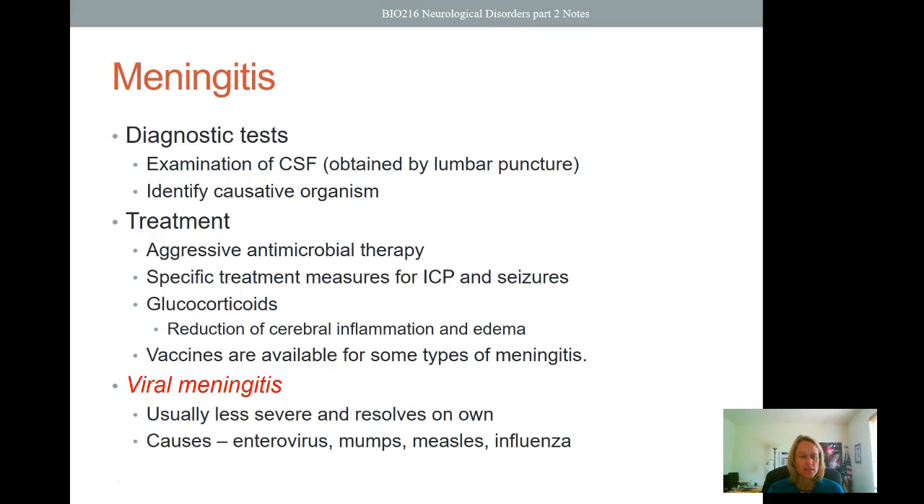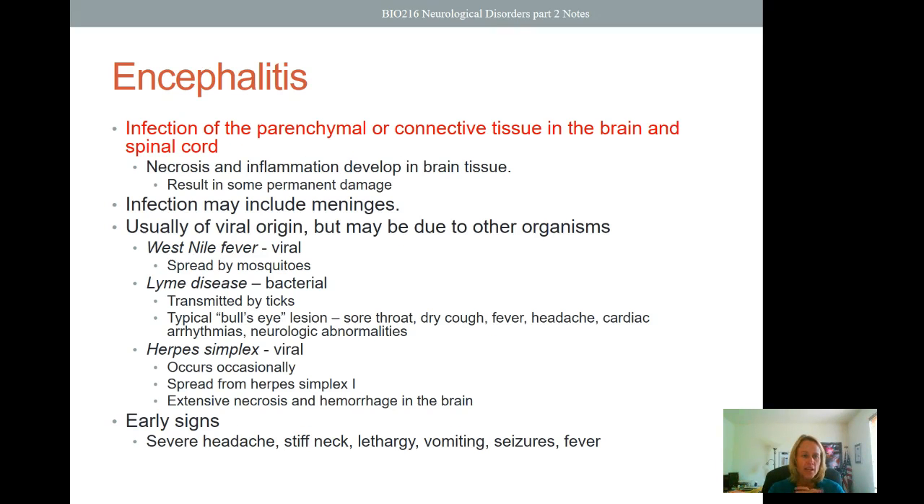Viral meningitis is usually much less serious and resolves on its own, and it can be caused by enterovirus, influenza, mumps, and measles. Encephalitis is infection of the parenchymal tissue, so the brain tissue in the brain and the spinal cord. This can result in necrosis and inflammation within the brain and result in permanent damage. Infection may include the meninges. It's usually of viral origin, but it may be due to other organisms.